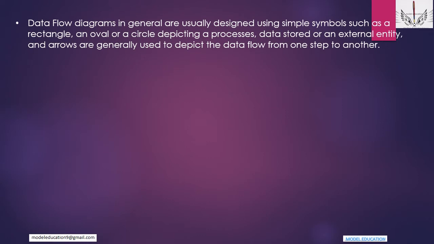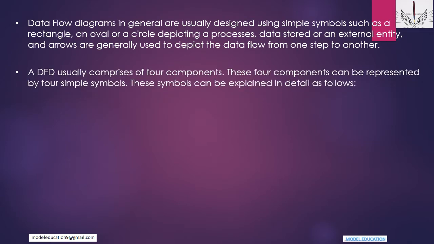Data flow diagrams in general are usually designed using simple symbols such as a rectangle, an oval, or a circle depicting processes. Data stores, an external entity, and arrows are generally used to depict the data flow from one step to another. A data flow diagram usually comprises four components. These four components can be represented by four simple symbols. These symbols can be explained in detail as follows.